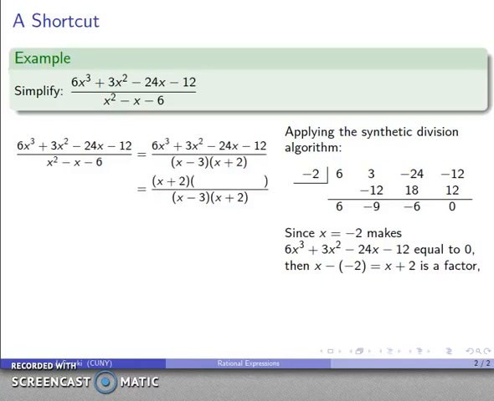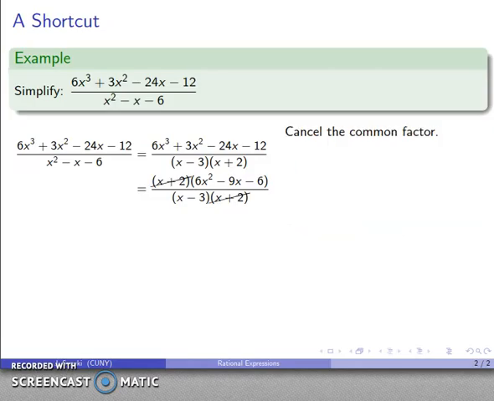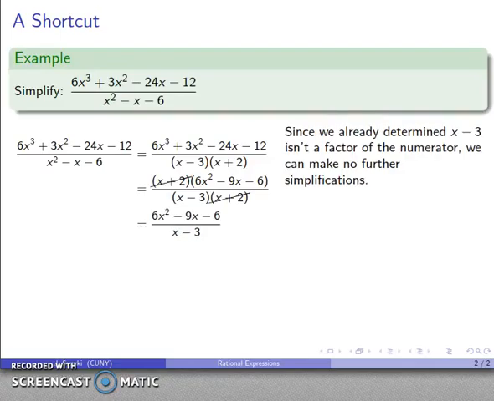And that gives me a factor. Now, the other factor is going to be what I got from the synthetic division. So I also have the other factor, and now I have a common factor I can cancel out. There it goes, and I have another expression. Now, we've already determined x minus 3 is not a factor of the numerator, which means that I can't simplify this expression any further. However, just to dot all your i's and cross all your t's, you may want to indicate this just to make everybody happy.